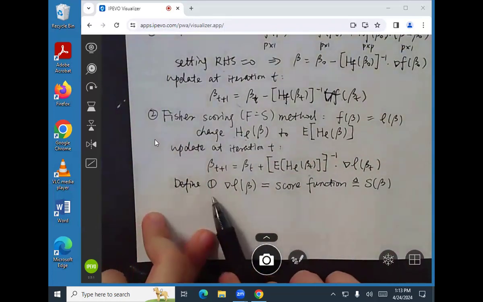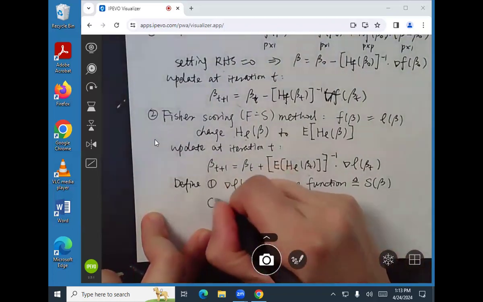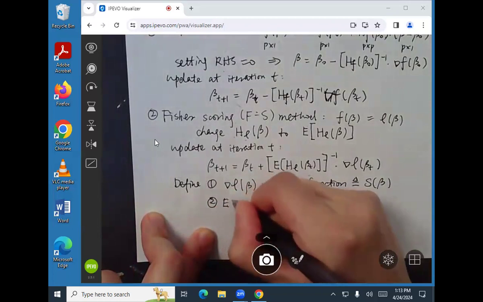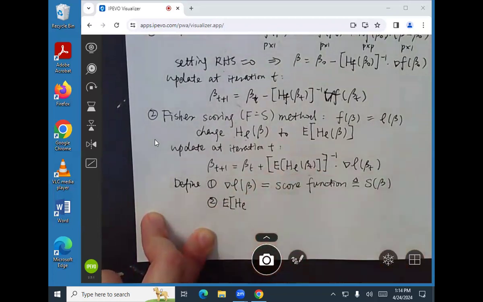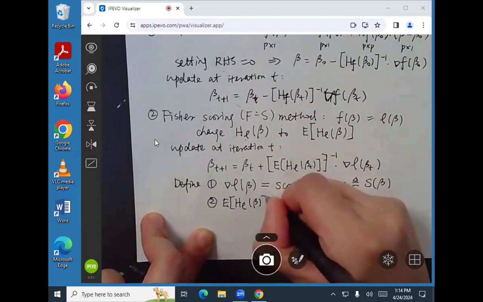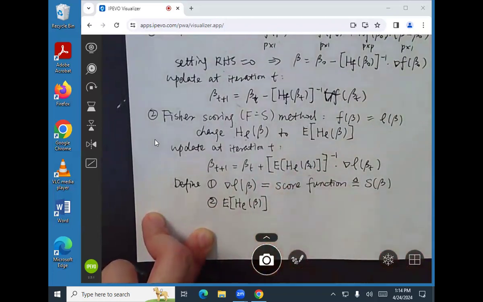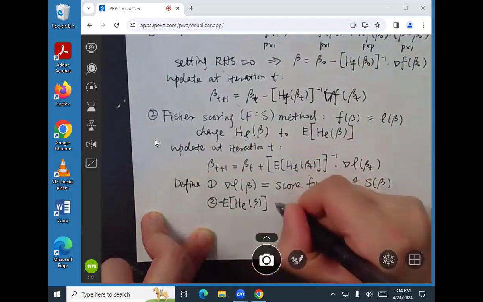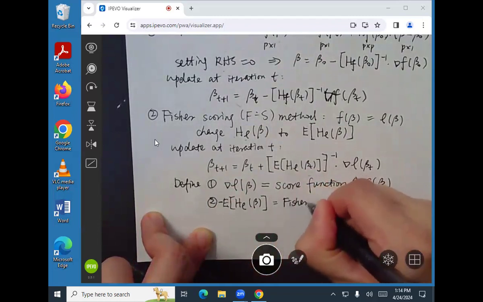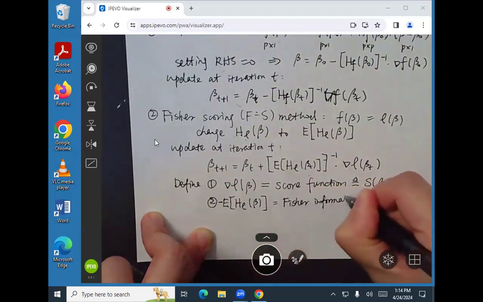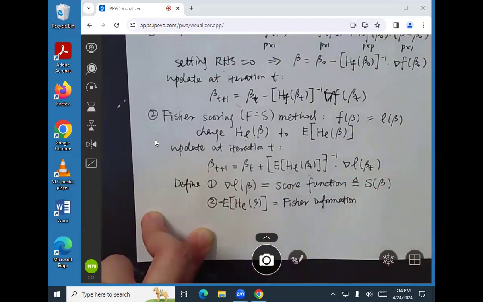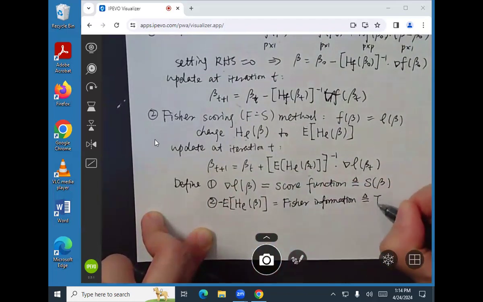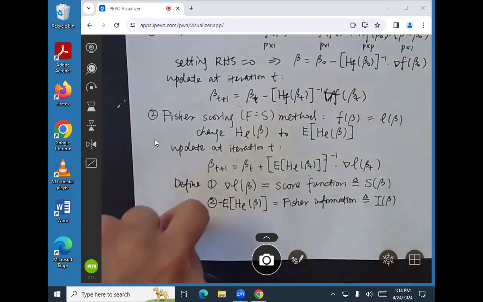But before we do that, let's define the second concept. The second concept is the expectation of the Hessian of the log likelihood at beta. And we give this a name. Actually, I should say it's the minus of that: minus the expectation of the Hessian at beta. This is given the name Fisher information, named after Ronald Fisher, and this is denoted by I of beta. I stands for information.